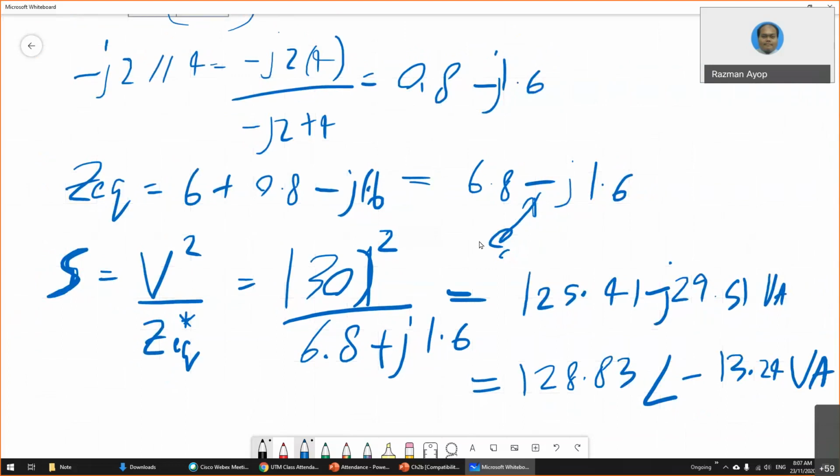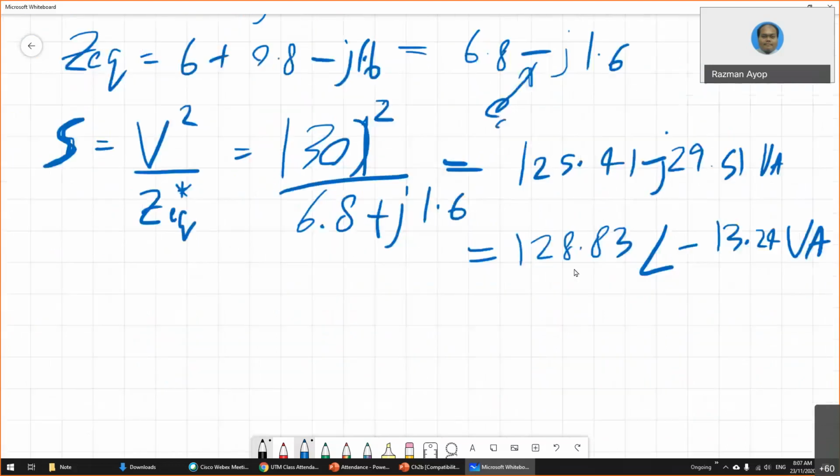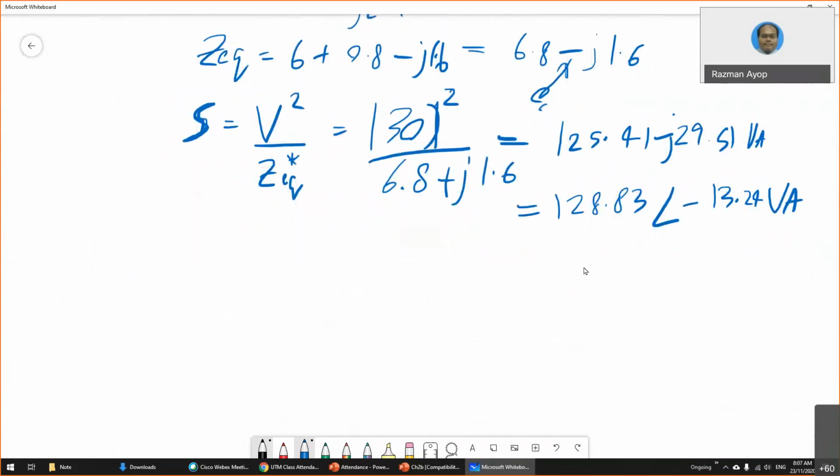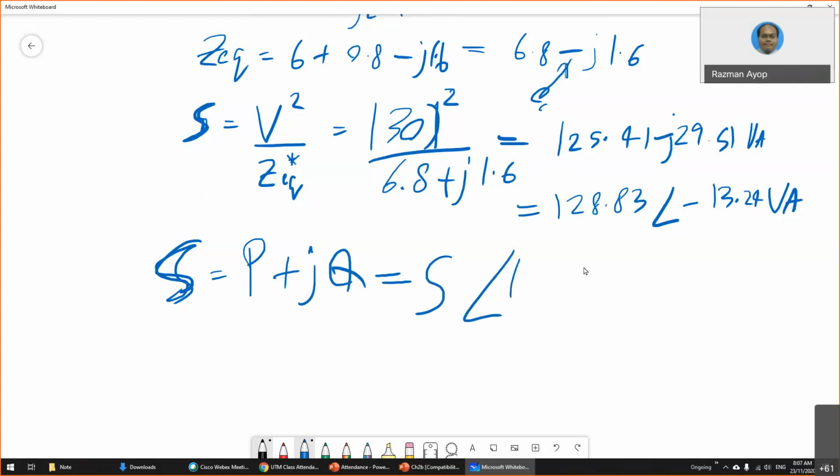Why in complex power do I suggest you put both? Because you can extract many things from these two. From here, S equals P plus JQ, real power, reactive power, and also the complex power and the angle. So that is why I suggest you put both. You have to put both.